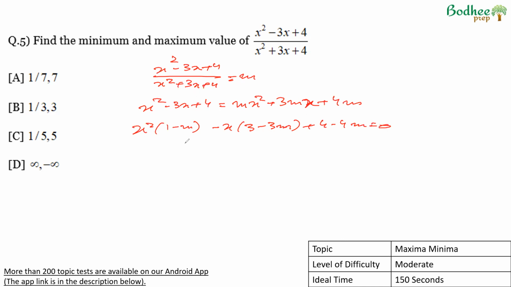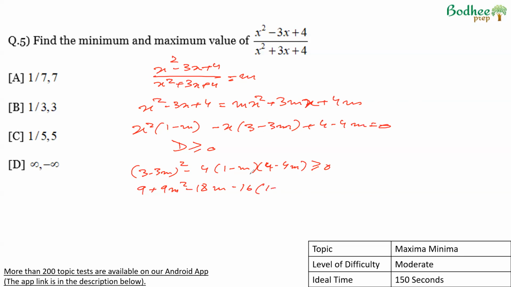Now for x real, the discriminant has to be greater than or equal to 0, which means (3 − 3m) whole square, b² − 4ac, should be greater than or equal to 0. (3 − 3m)² gives me 9 + 9m² − 18m. Then we can take the 4 common from here, and we'll have minus 16 into (1 − m) whole square, (1 − m) into (1 − m).